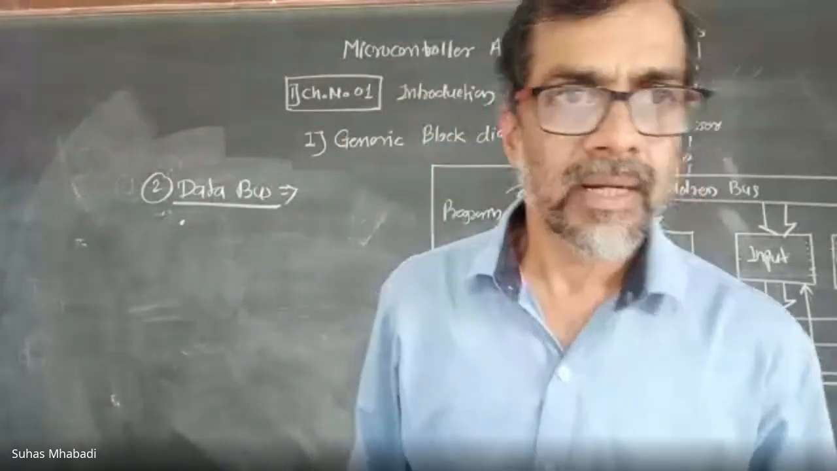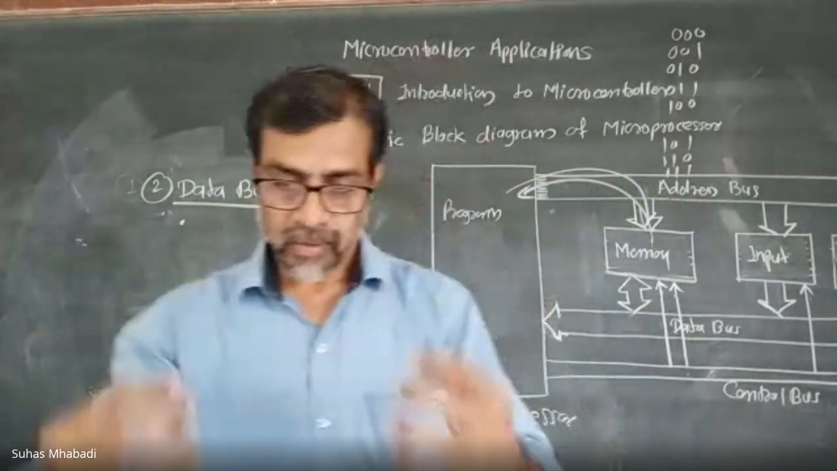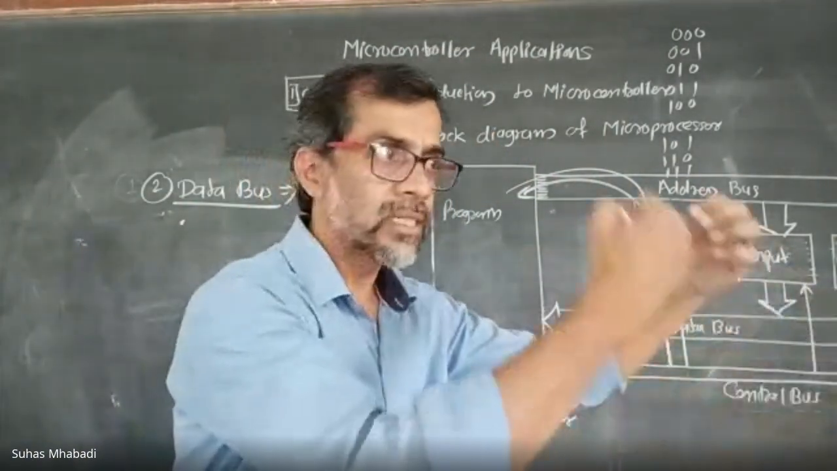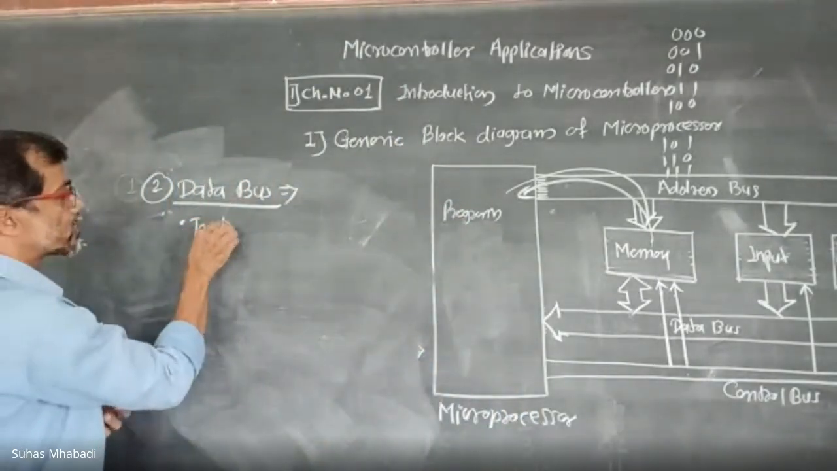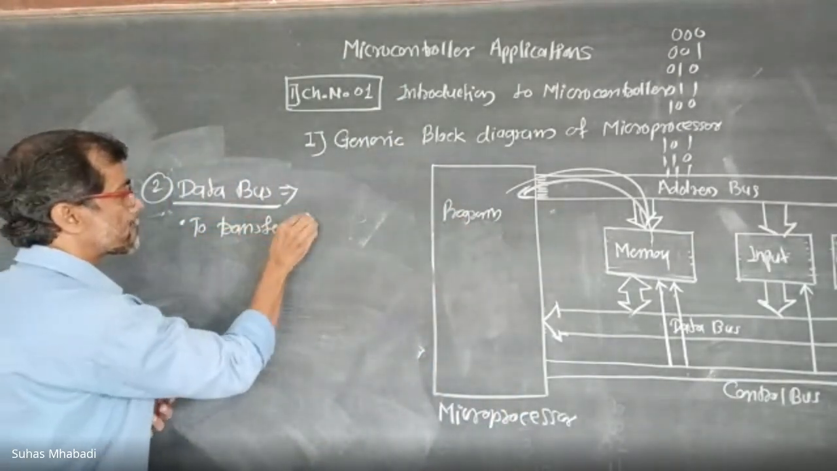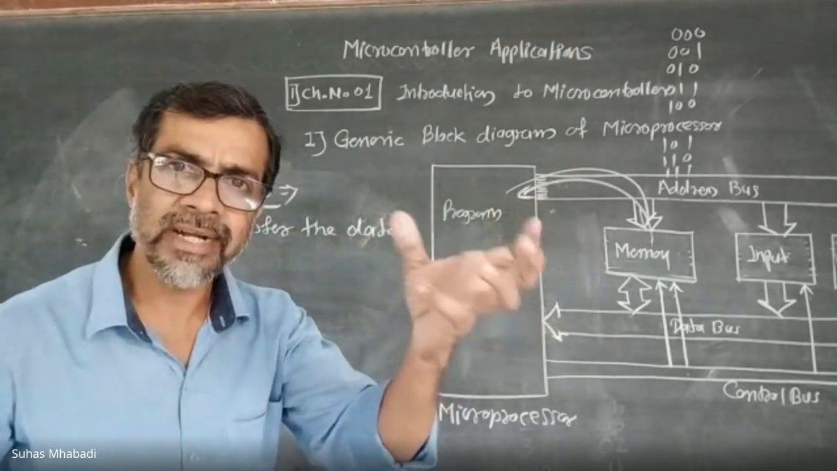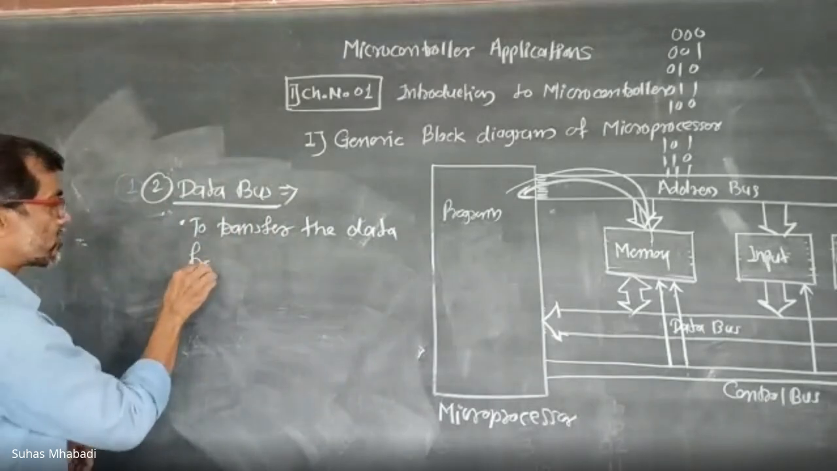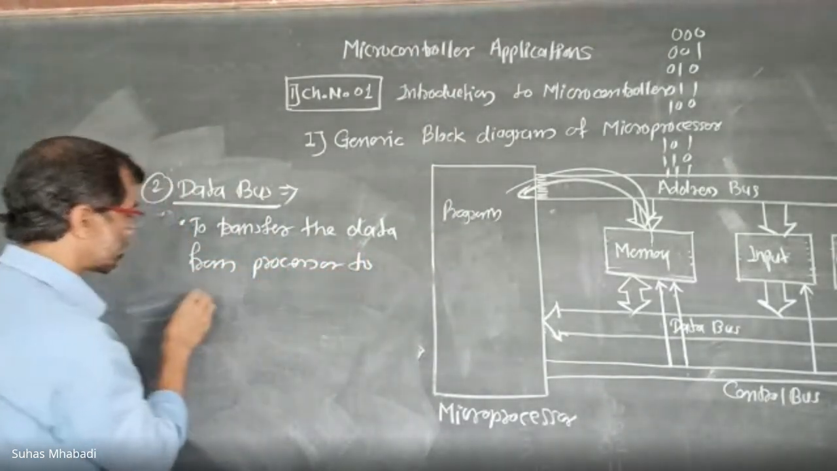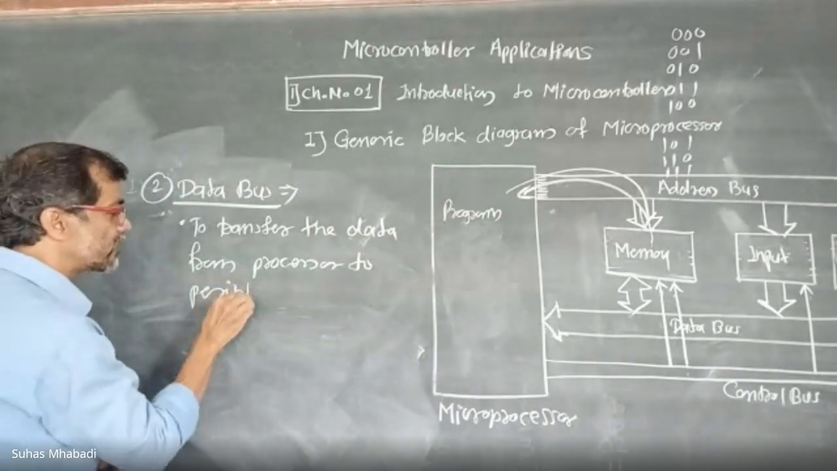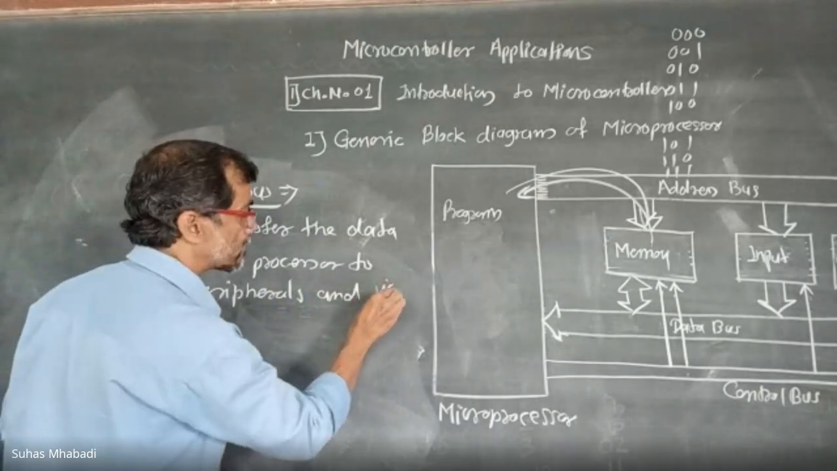Data bus. What is the work of the data bus? The first thing is that it has to carry data from the processor to the peripheral device and from the peripheral device to the processor. So that line is to transfer the data. What is data? 1010 content. Data from processor to peripheral and vice versa.